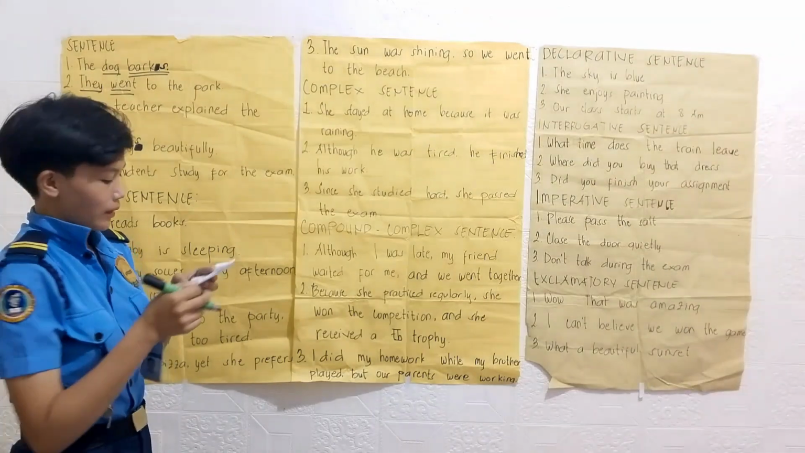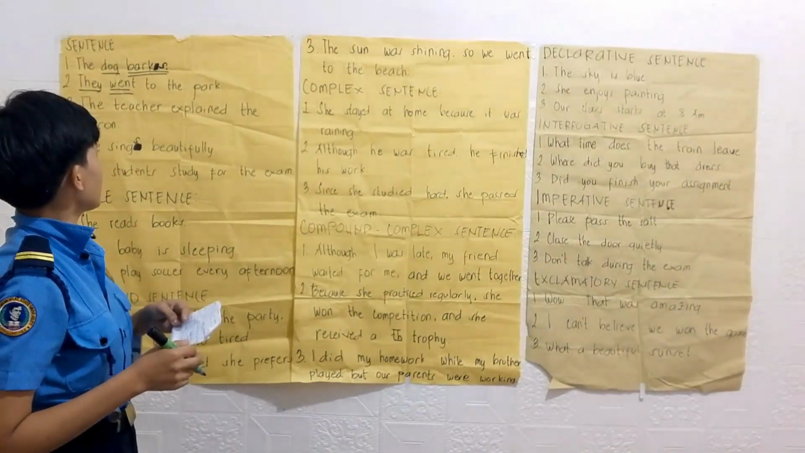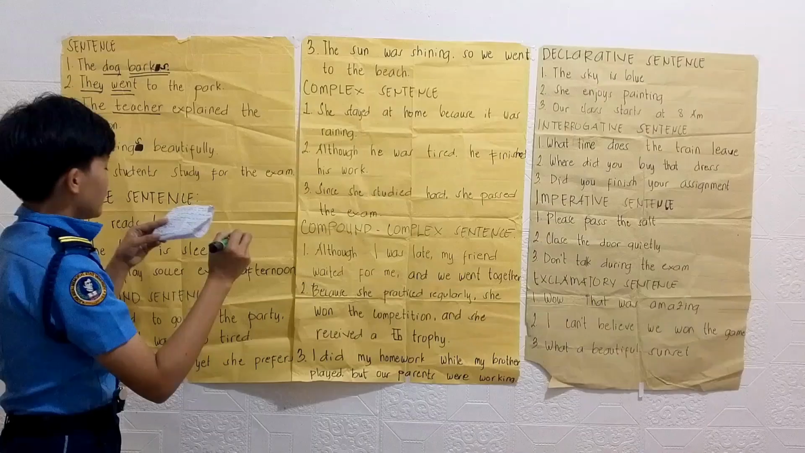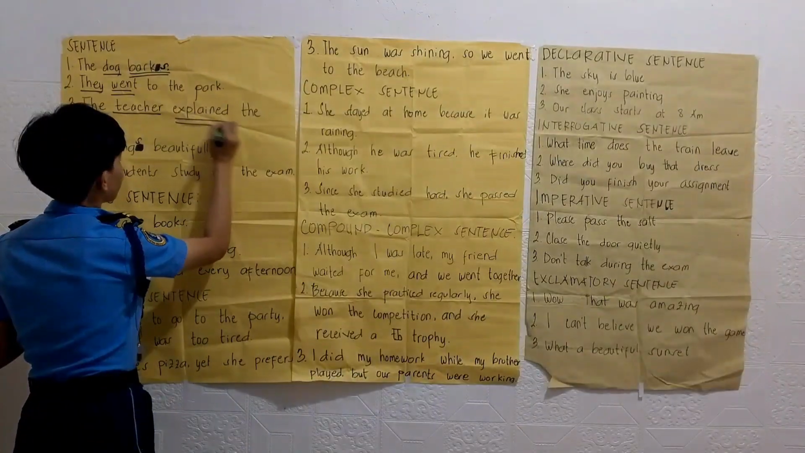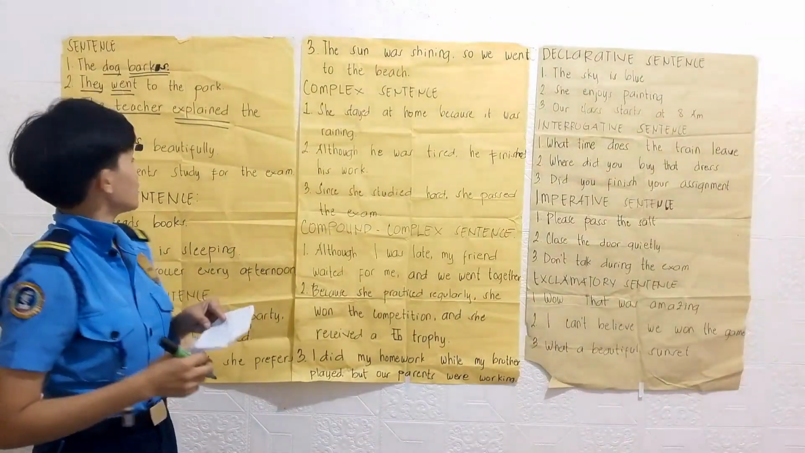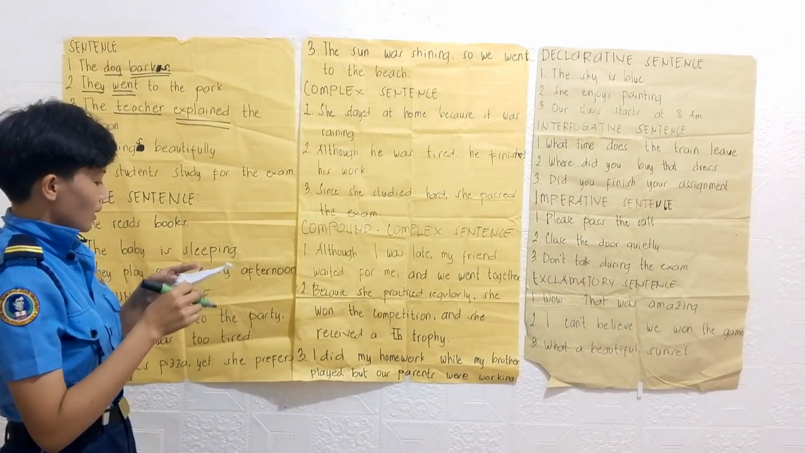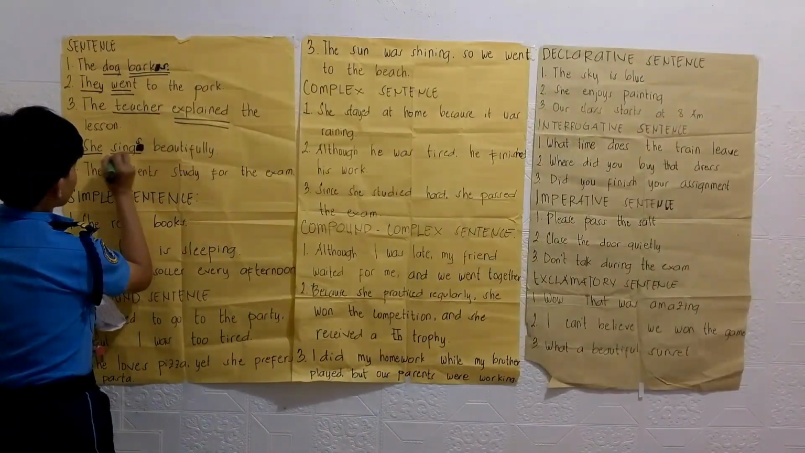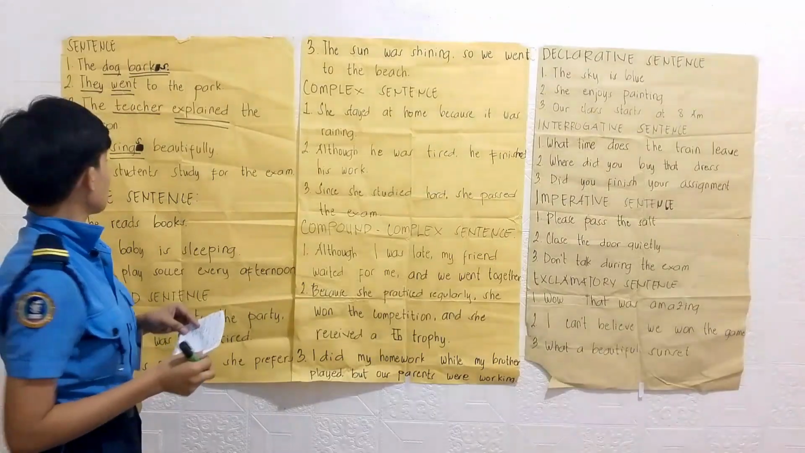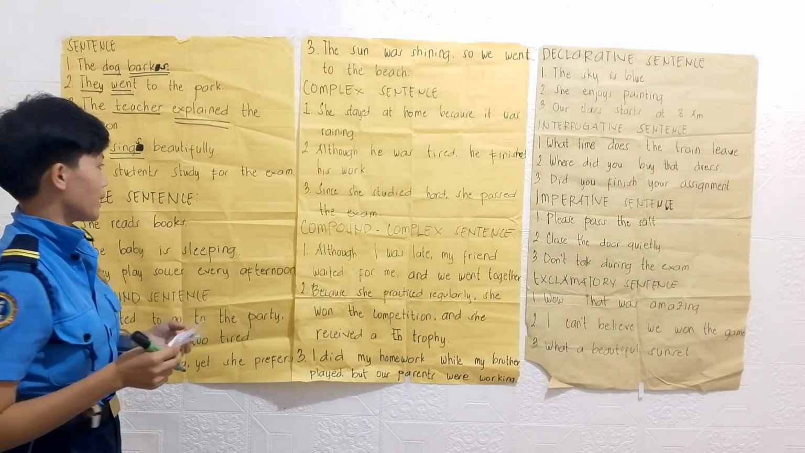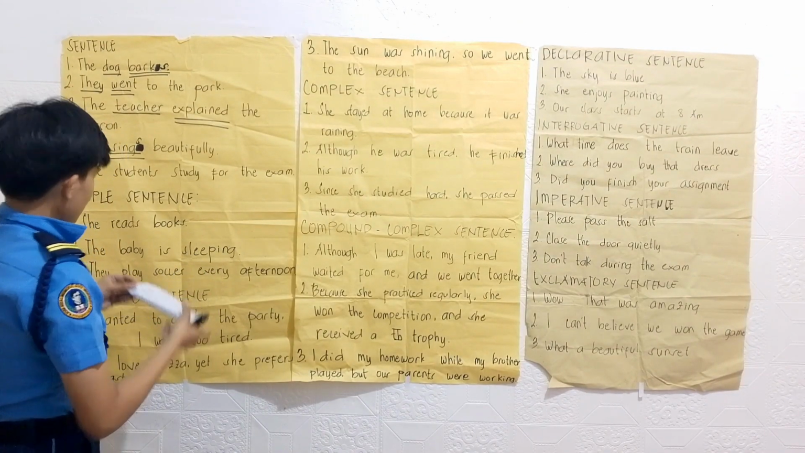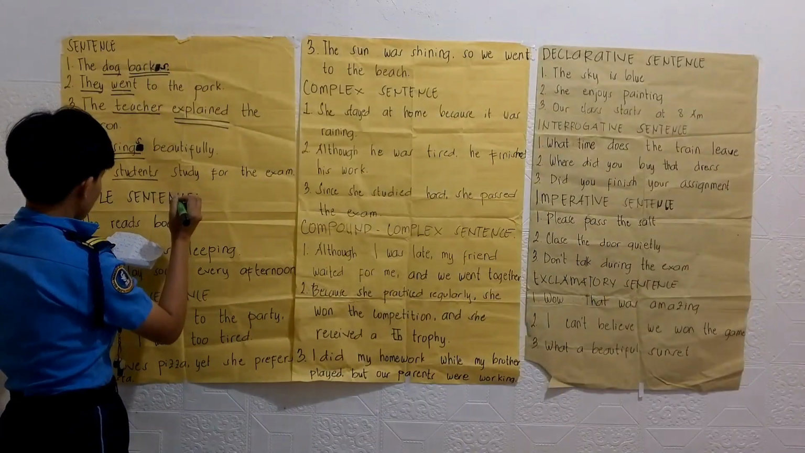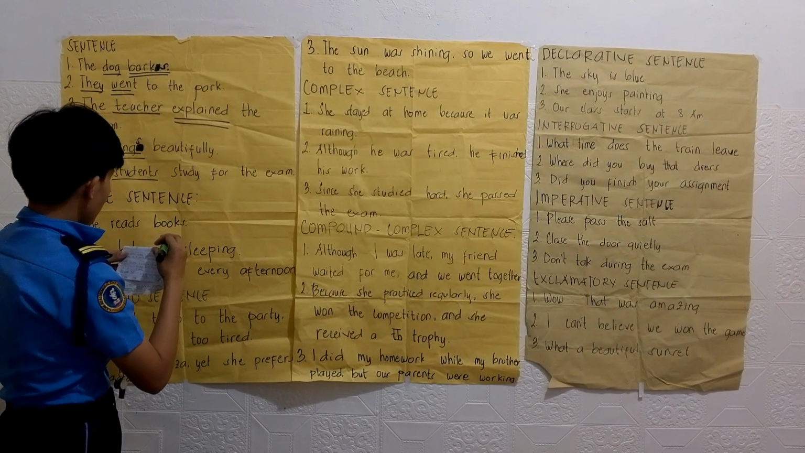The third one, the teacher explained the lesson. The subject is teacher, while the verb is explained. And then number 4, she sings beautifully. The subject is she, while the verb is sings. And the last one is, the students study for the exam. So the subject is students, while the verb is study.